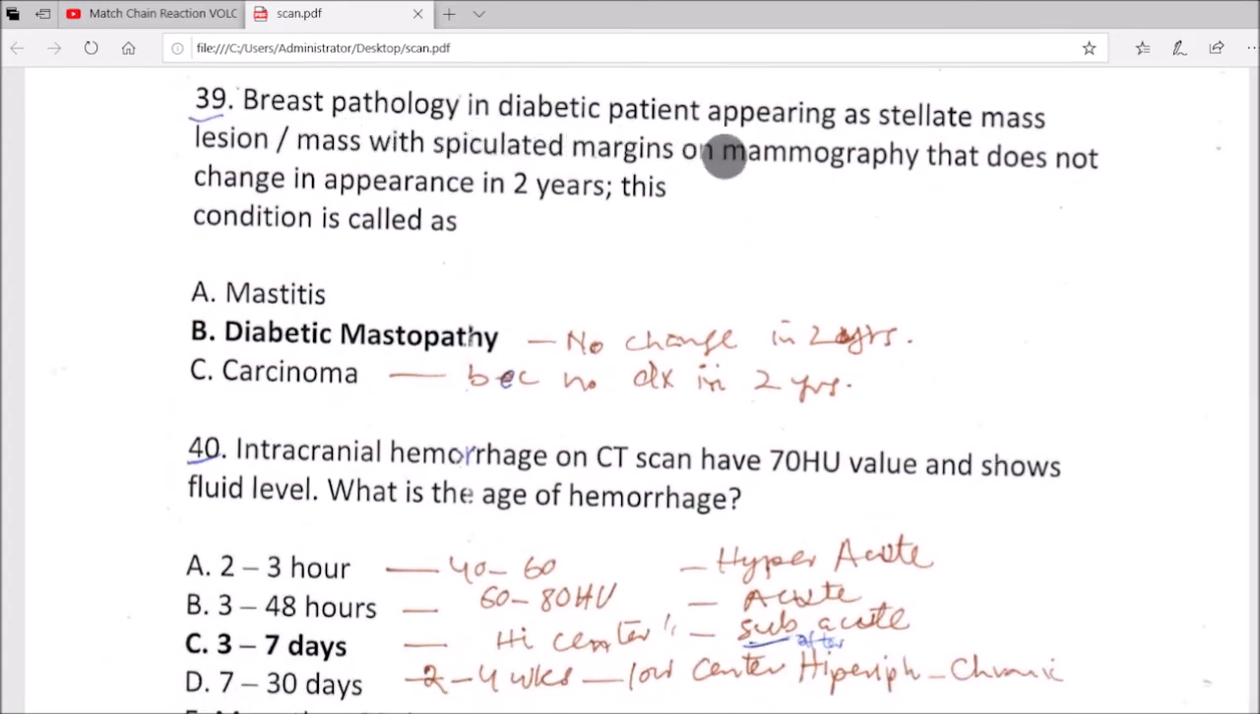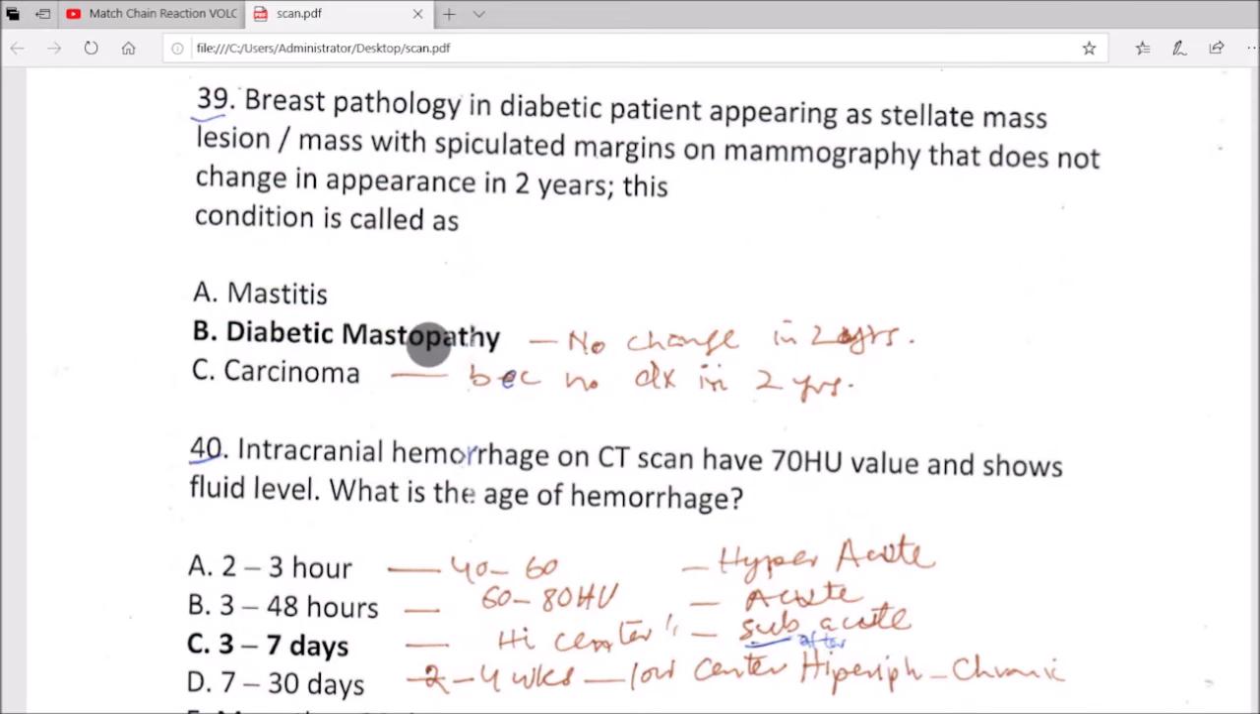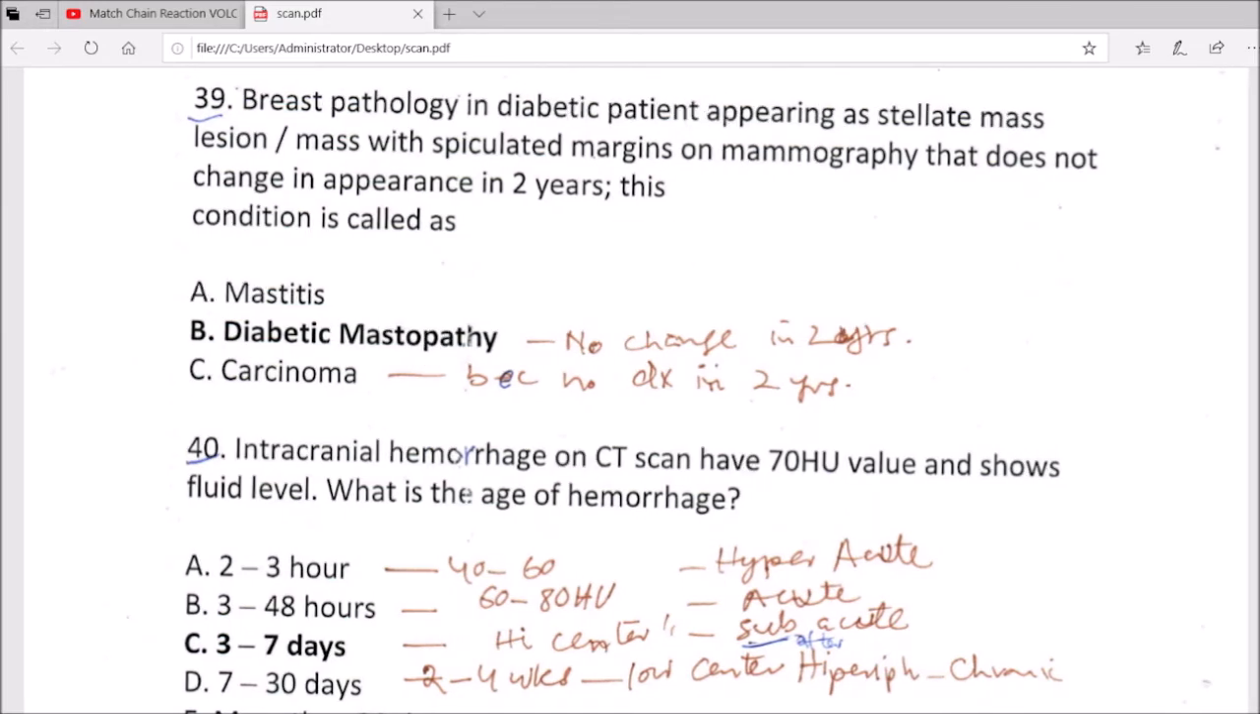39. Breast pathology in a diabetic patient appearing as a stellate mass. Lesion or mass with spiculated margin on mammography that does not change in appearance in 2 years. This is called diabetic mastopathy. It cannot be carcinoma because carcinoma will show change in 2 years, so the diagnosis is diabetic mastopathy, seen in diabetic patients, with no change in 2 years.